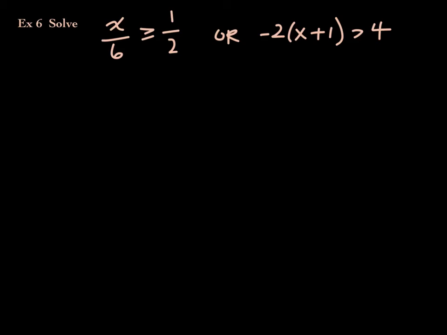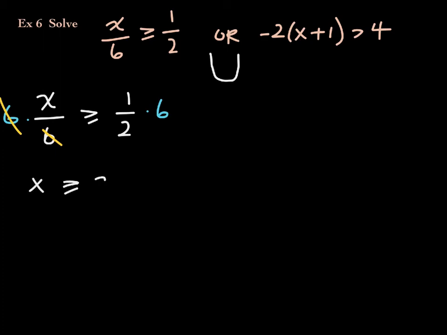All right, everybody, now let's transition to union kind of inequalities. See the word or is in the middle? Now this is a union type of problem. I'll remind you what that means at the end. All right, let's solve each one of these inequalities separately. For this one, what I'll do is I'll multiply both sides by 6 to get rid of the fraction. So this 6 and that 6 divide out, and I'm already left with my final statement, x is greater than or equal to 3, because half of 6 is 3. So there's that one. Let's go for the next one now.